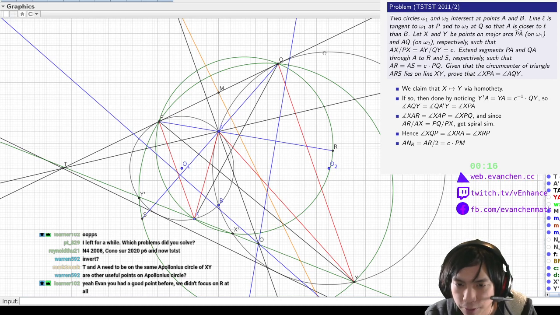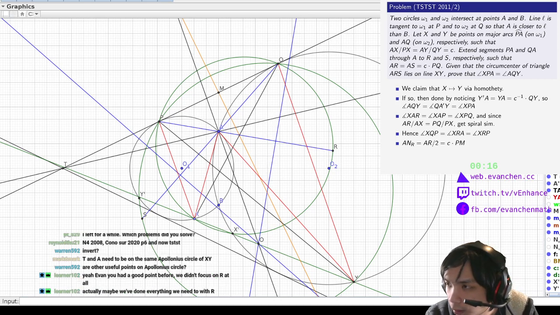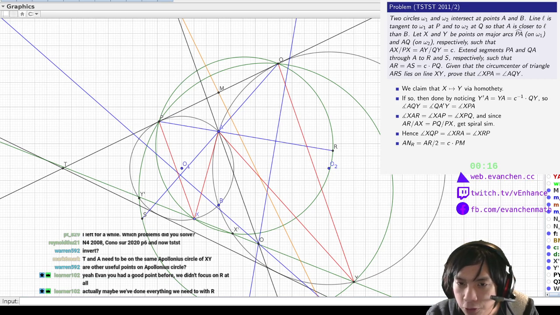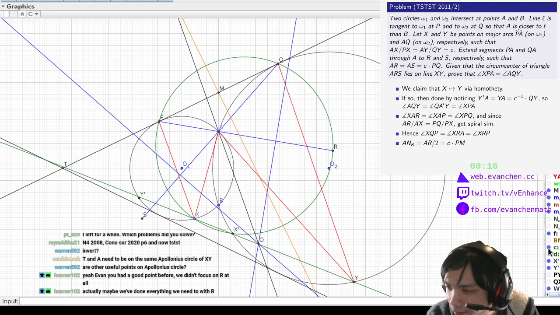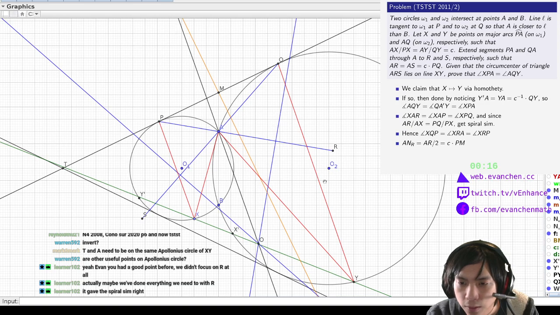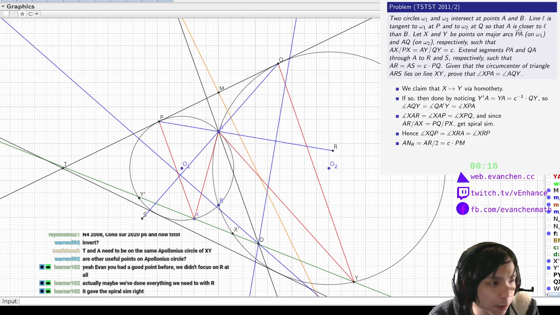There's too much junk in this diagram. Holy crap, I can't see a thing. Cleanup time. I'm actually going to hide the green circles, even though I think they're really good. Yeah, so at Y there's a spiral sim that maps R. But we said there's a spiral sim and then didn't do anything, right? That doesn't mean we've used the point up.